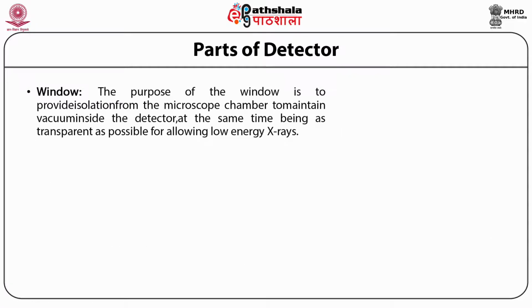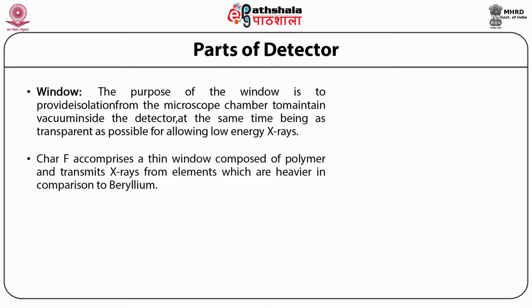The window. The purpose of the window is to provide isolation from the microscope chamber to maintain vacuum inside the detector. At the same time, it is as transparent as possible for allowing low energy X-rays. It comprises a thin window composed of polymer and transmits X-rays from elements which are heavier in comparison to beryllium.